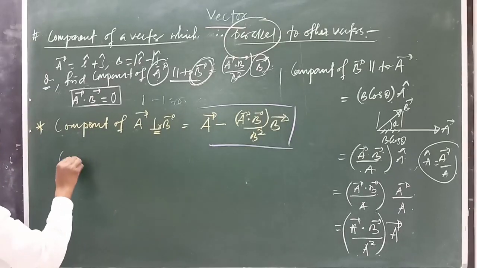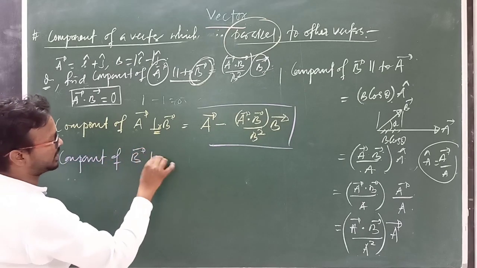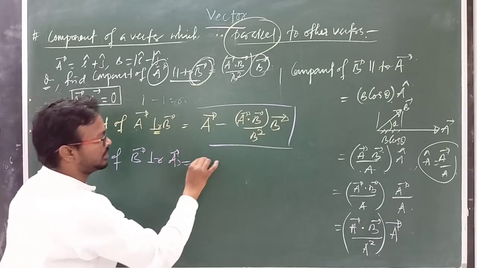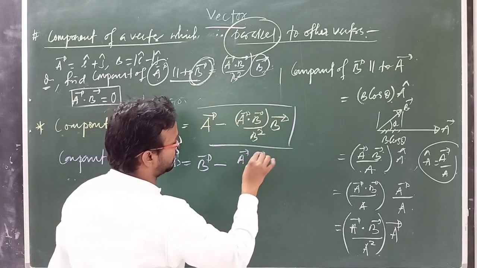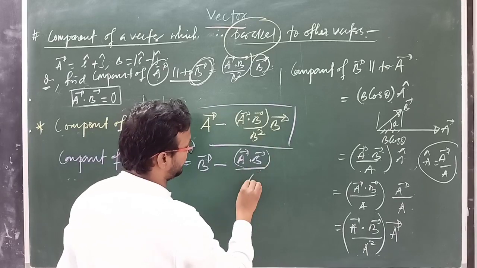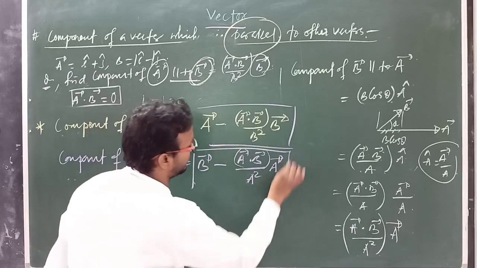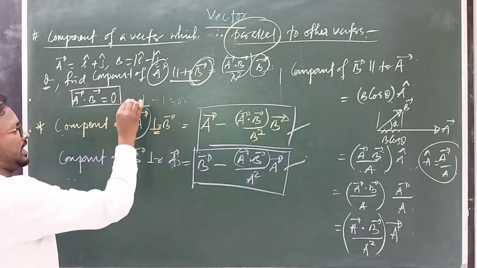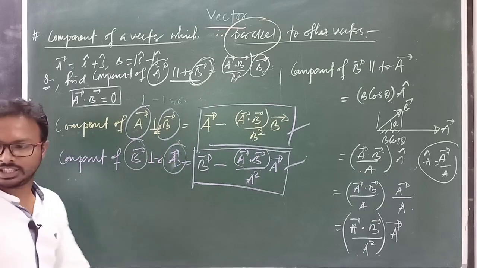Similarly, the component of B vector perpendicular to A vector is B vector minus A vector dot B vector divided by A square into A vector. This is another formula. Clear? So you have to remember these formulas to find the component of vector A perpendicular to B and B vector perpendicular to A vector. Clear?